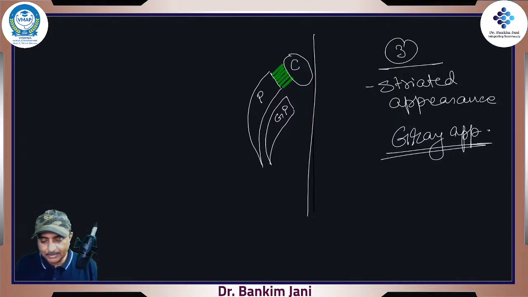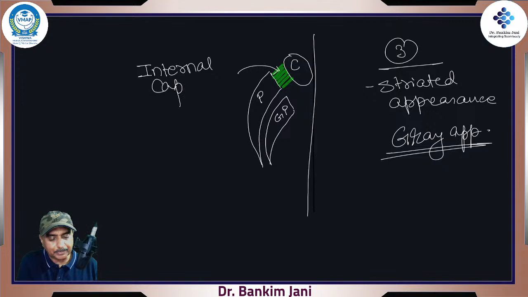There would be fibers, but just keep in mind there would be one structure, and that is the internal capsule. We'll see all these things: internal capsule, external capsule, internal medullary septum, external medullary septum, extreme capsule, all of them in the layers one by one. So this is the internal capsule, which is located right over here, through which those fibers are passing from caudate to putamen.